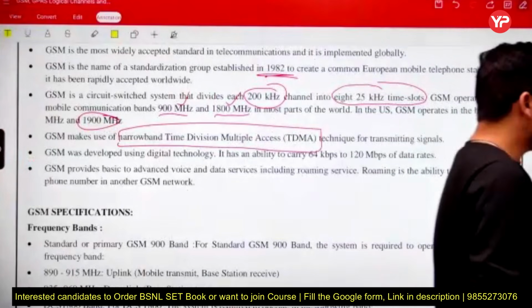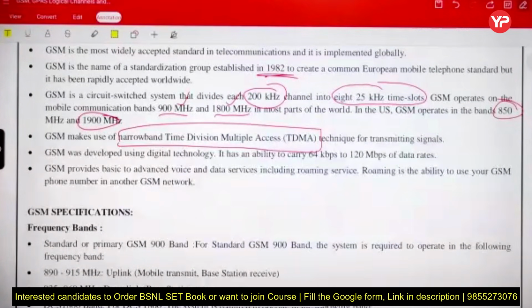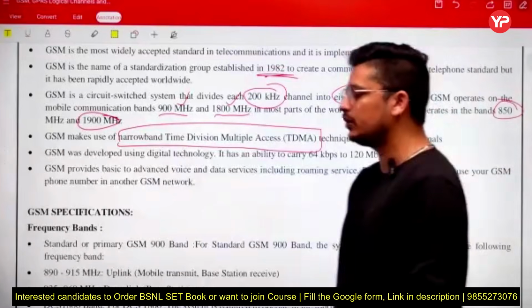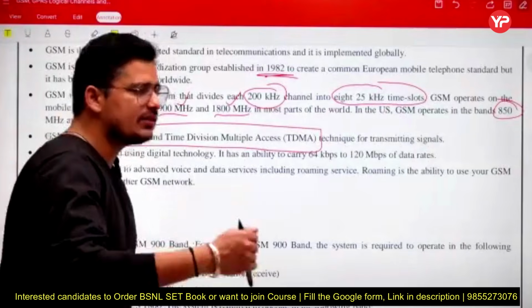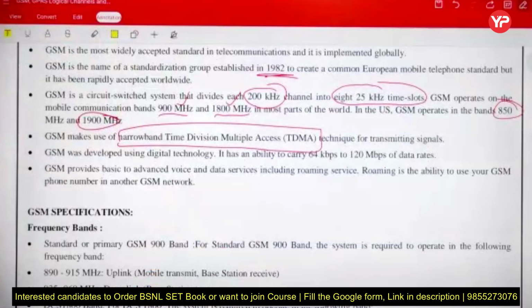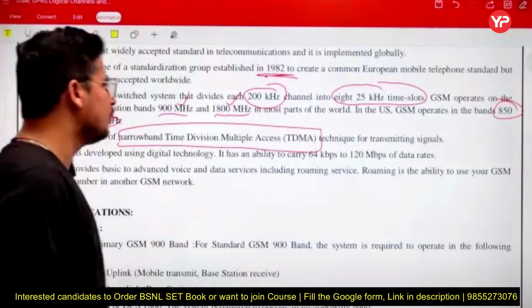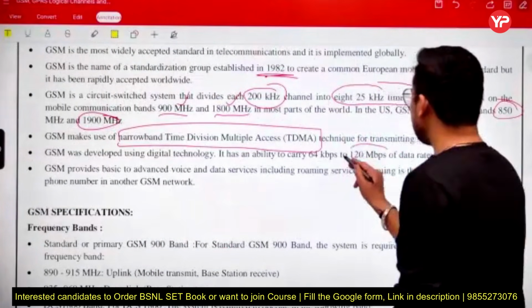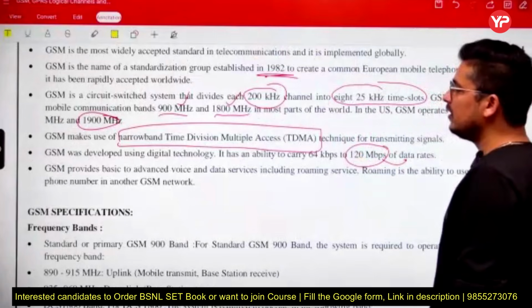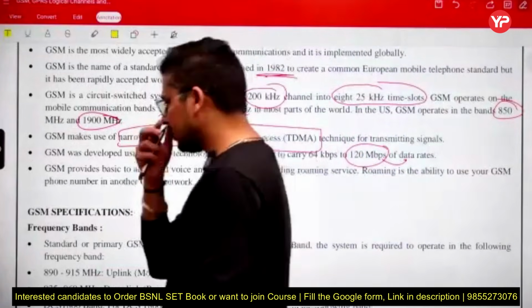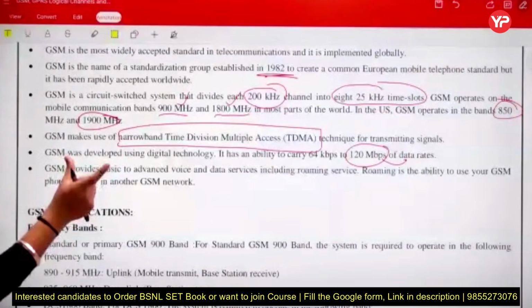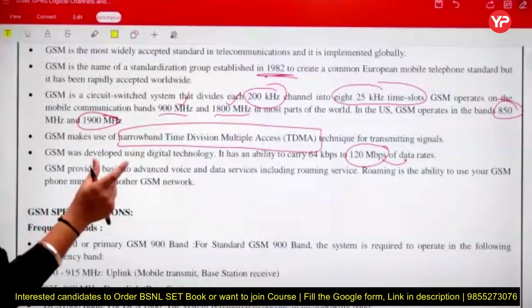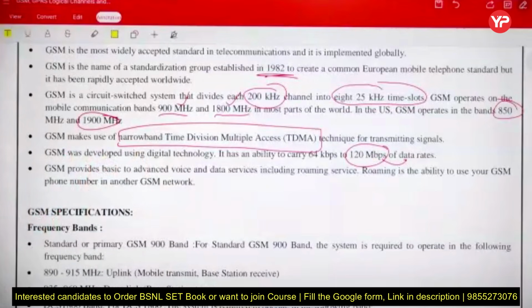And one more thing, the GSM is widely used for developing digital technologies. And one more thing, the GSM has the ability to carry 64 kbps to 120 mbps data rate. So in the GSM, initially GSM means 2G, we are talking about 2G has its ability to transmit or carry 64 kilobits per second to 120 mbps data rate. It will provide you that much amount of data rate, right?